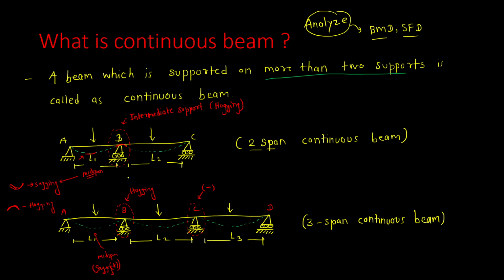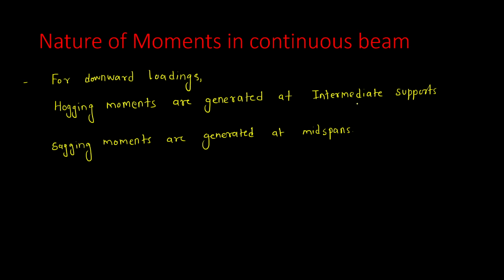So we have seen that hogging moments are generated at intermediate supports and sagging moments are generated at the midspan. Now to understand hogging and sagging moments, this is a very basic concept, but I will still quickly say it. Sagging moments we consider as positive, and hogging we take as negative. To remember this, sagging is a smiling curve, and hogging is a sad curve.